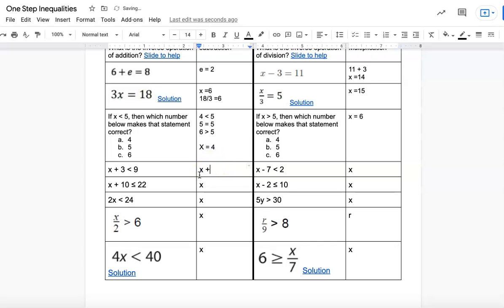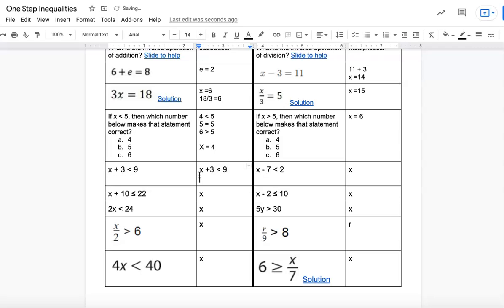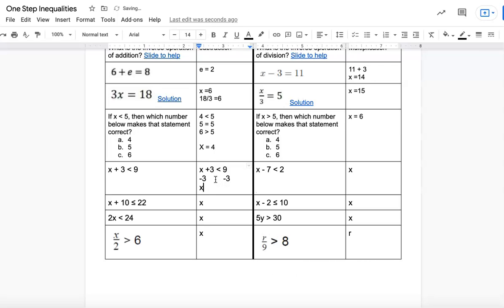So if x plus 3 has to be less than 9, in order to get x by itself, we subtract 3 from both sides. We're left with x, and then we keep the symbol exactly the way it is, and then 9 minus 3 is 6. So we leave it just like that. That's our answer. It's not x equals 6, it's x is less than 6. And if you want to check to make sure it works, plug in a number that's less than 6, like 5, and you'll see that it works.